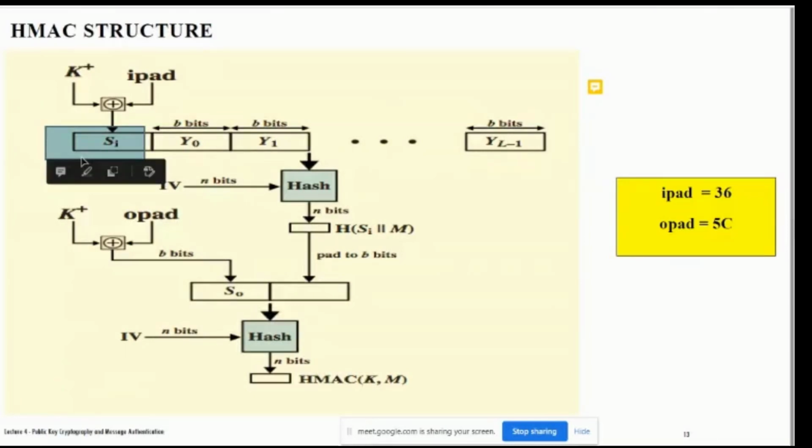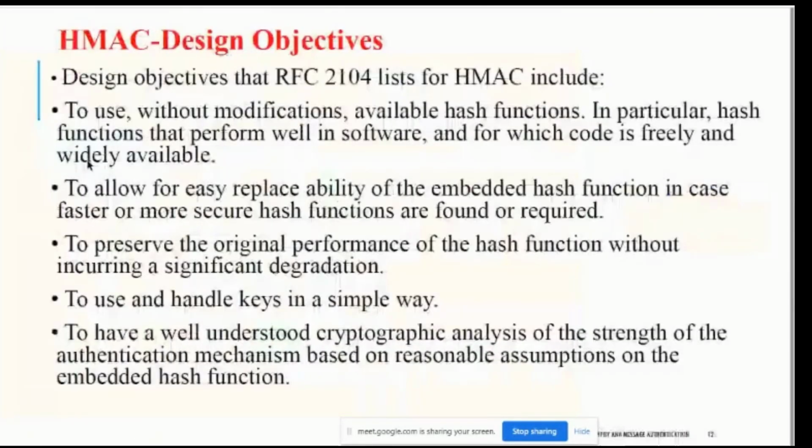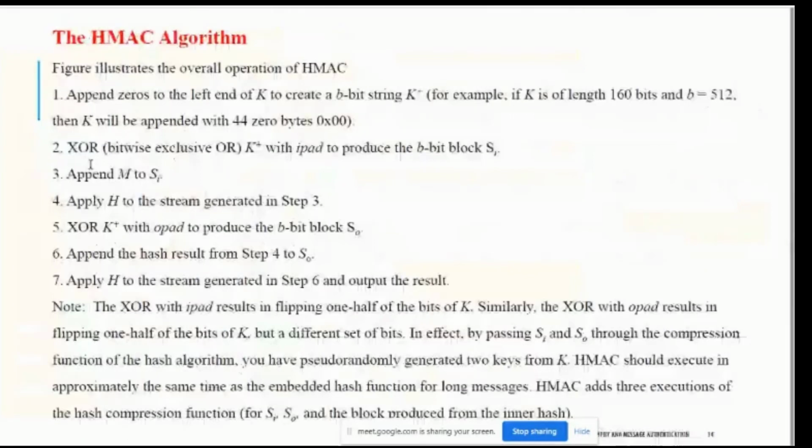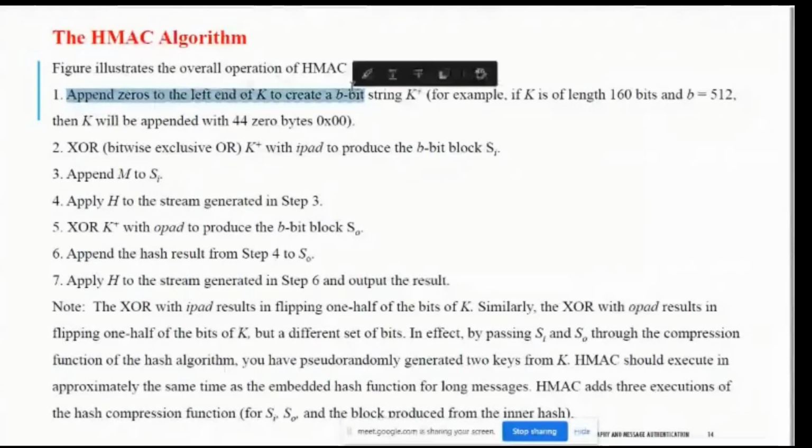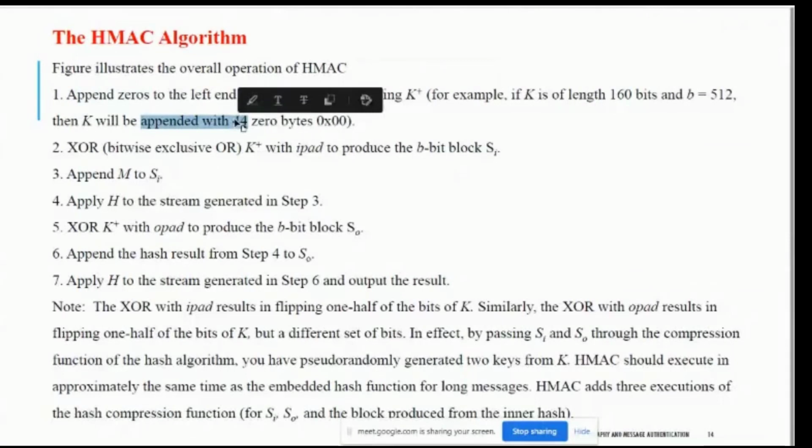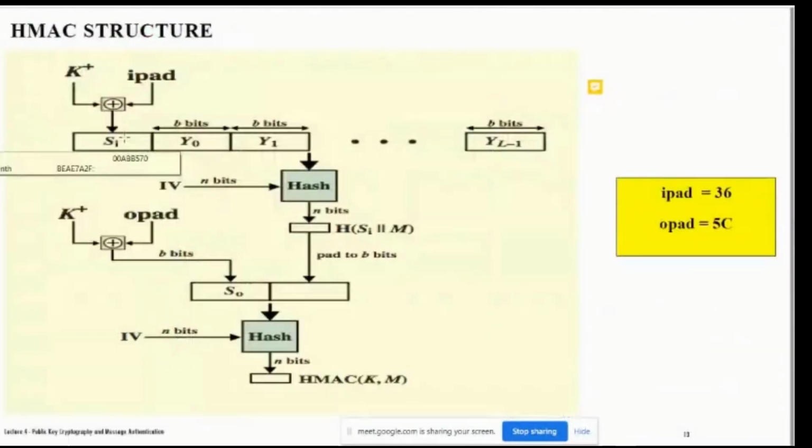In the next slide, they're giving the explanation. We are going to append the zeros to the left of the K. We are just going to add something, append. Append means we are going to add something in front of our data. Now this S1, I'm going to add in front of my data. What is this S1? How to calculate this S1?